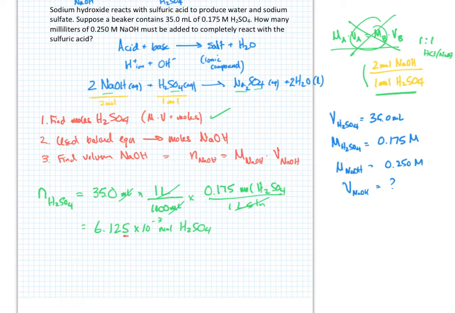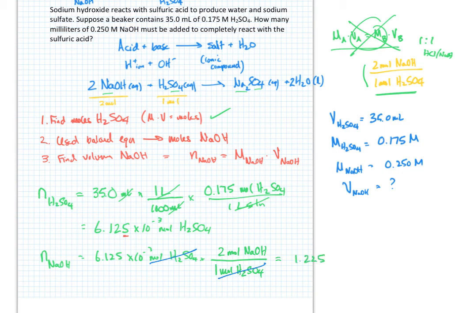Step 2, I need to find the moles of NaOH. Moles of NaOH is going to equal 6.125 times 10 to the minus 3 moles H2SO4 times, now here's that key stoichiometric ratio. Here's the 2 moles of NaOH for every 1 mole of H2SO4. That's where that's going to come into play. So I need to put H2SO4 in the bottom, so 2 moles NaOH for every 1 mole H2SO4. Moles H2SO4 cancels moles H2SO4.